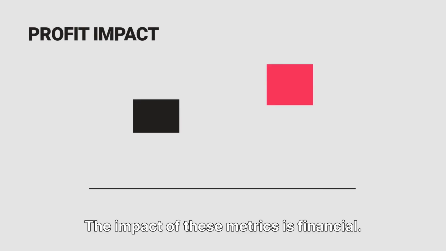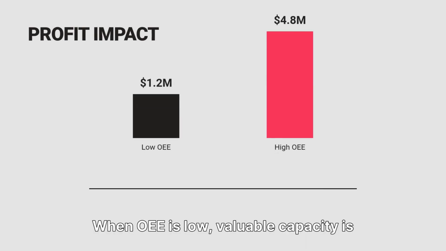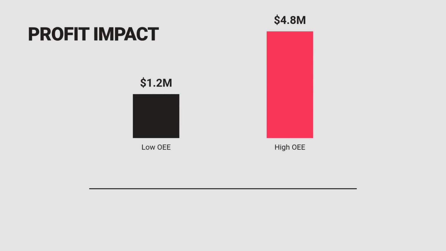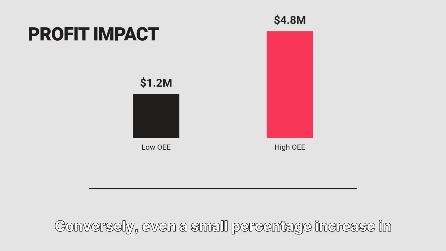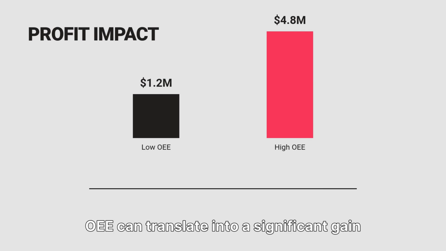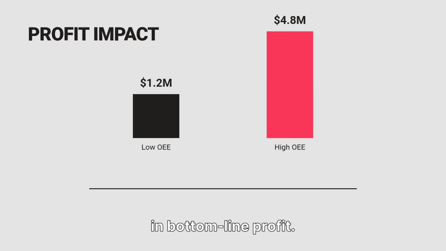The impact of these metrics is financial. When OEE is low, valuable capacity is lost to downtime and defects. Conversely, even a small percentage increase in OEE can translate into a significant gain in bottom-line profit.